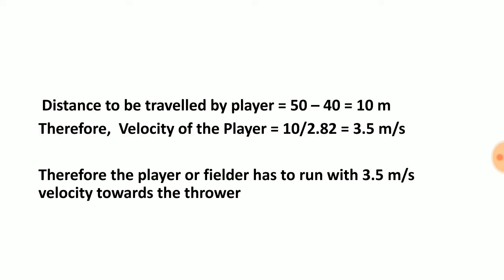So the distance to be traveled by the player is 50 minus 40, that is 10, and the velocity of the player should be 10 divided by 2.82. The time taken by the player should be the same as the time taken by the ball. So our answer is the player or fielder has to run with 3.5 meter per second towards the thrower.